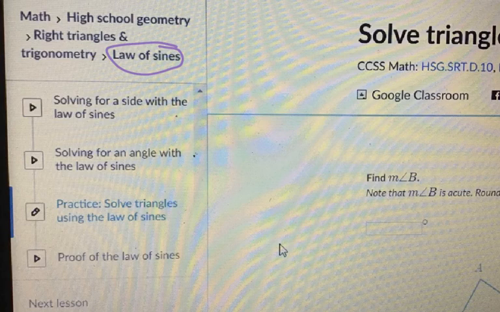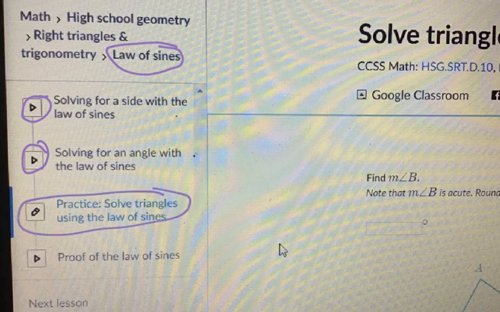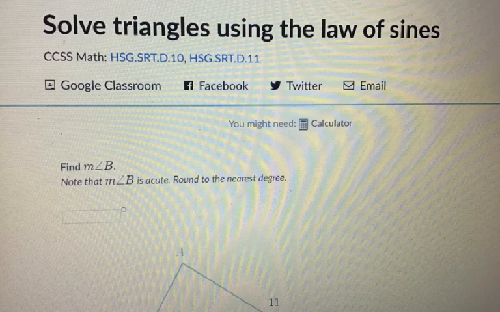But anyways, again, I'm going to skip this video and this video here. Why? Because I don't want to bore myself. I want to get the work done, right? So I'm going to go right to practice right here. As you can see, I clicked it. It's in blue. And again, this is solving triangles using the law of sines.